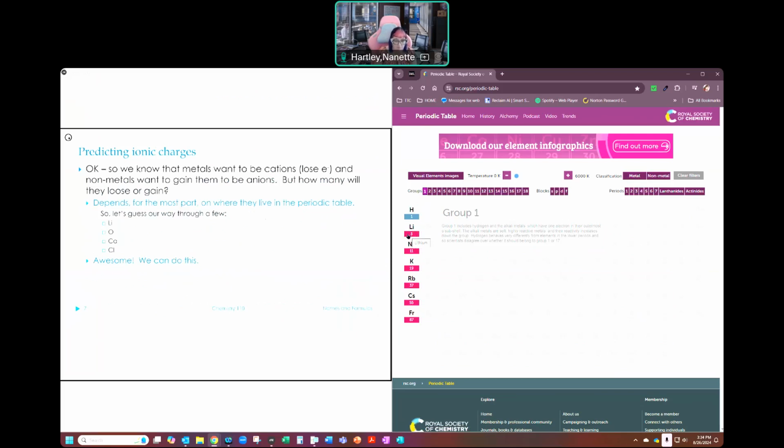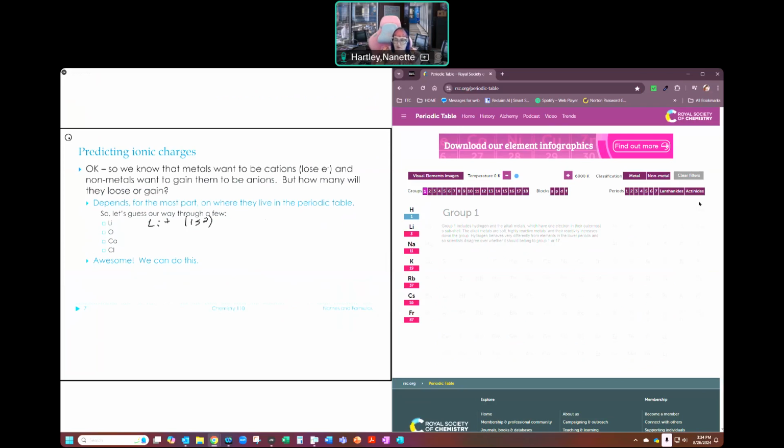Metals lose. He's got one additional electron compared to helium, so he's going to lose that electron to become like helium. So Li is going to become Li+. And he's then going to have a 1s2 configuration left for his electron configuration.